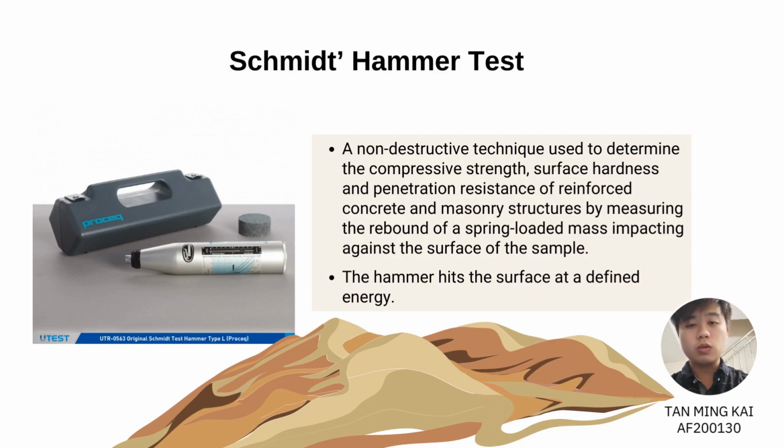Schmidt hammer test is also known as rebound hammer test. It is a non-destructive technique that is used to determine the compressive strength, surface hardness, and penetration resistance of reinforced concrete and masonry structures by measuring the rebound of a spring-loaded mass impacting against the surface of the sample. The hammer hits the surface at a defined energy, and it will give us the compressive strength value of the sample.